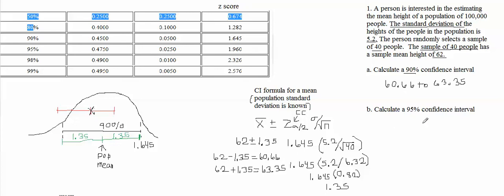Now, what if we wanted a 95% confidence interval? Well, then we would do all of these steps the same way. The only difference is we would replace this z-score right here with the z-score in the 95% row. So this 1.645 would become 1.96. And then all of the other steps would be the same. And if you do this, you'll actually notice that the confidence interval down here will end up being wider than the confidence interval up here. Because remember I said that as the percentage goes up, the confidence interval gets wider.